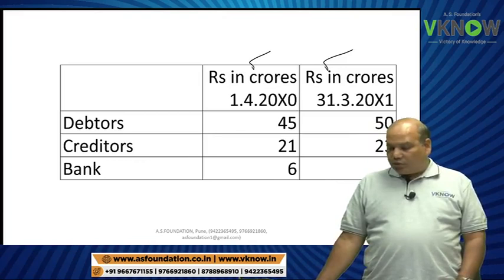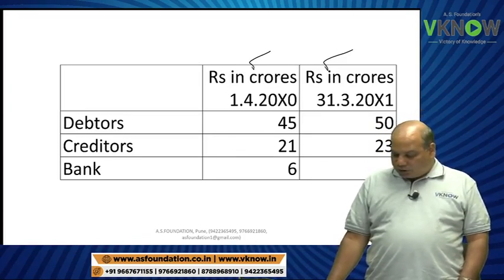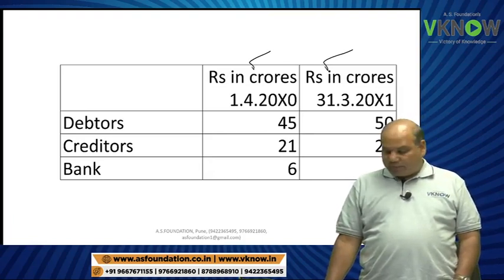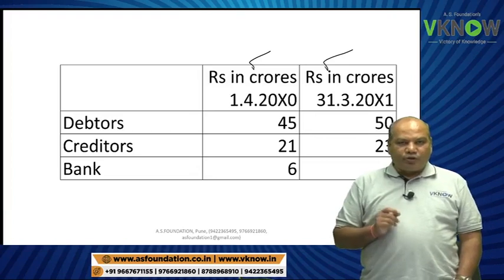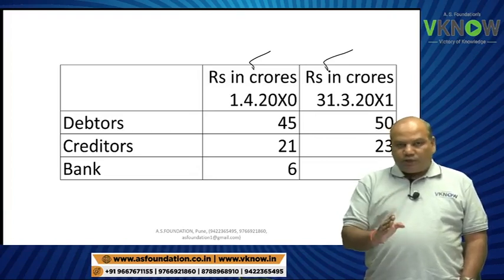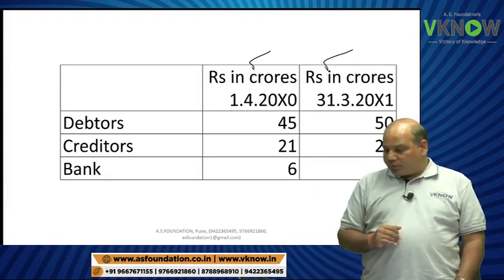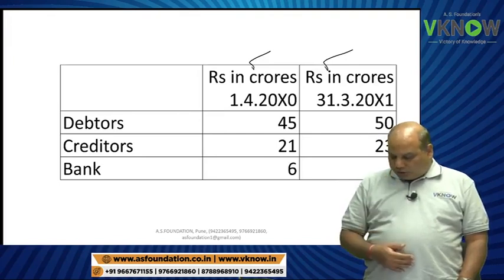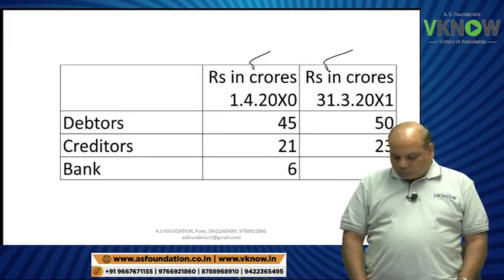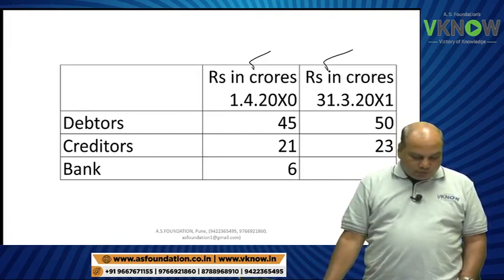31st March 20x0 and 31st March 20x1. Debtors, because these are just opening and closing balances: 45 and 50. Creditors: 21 and 23.